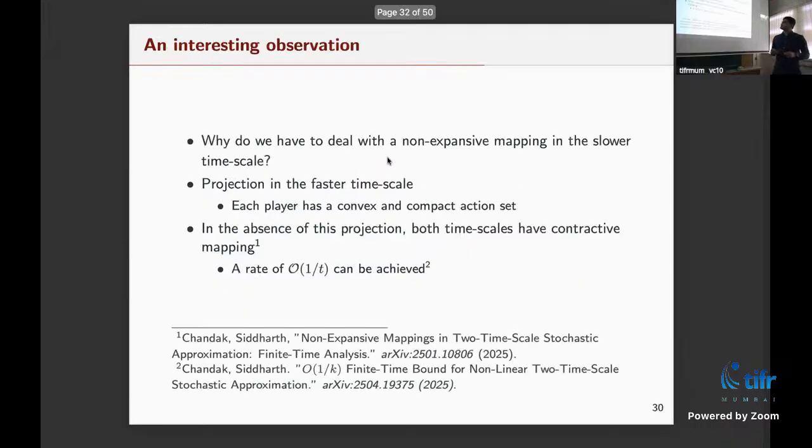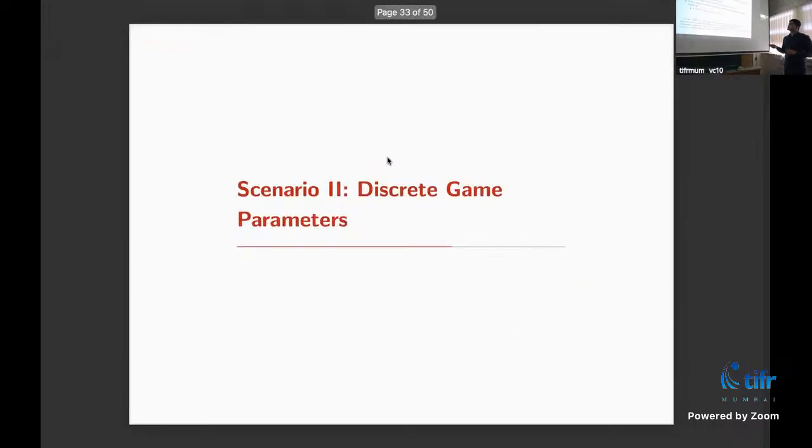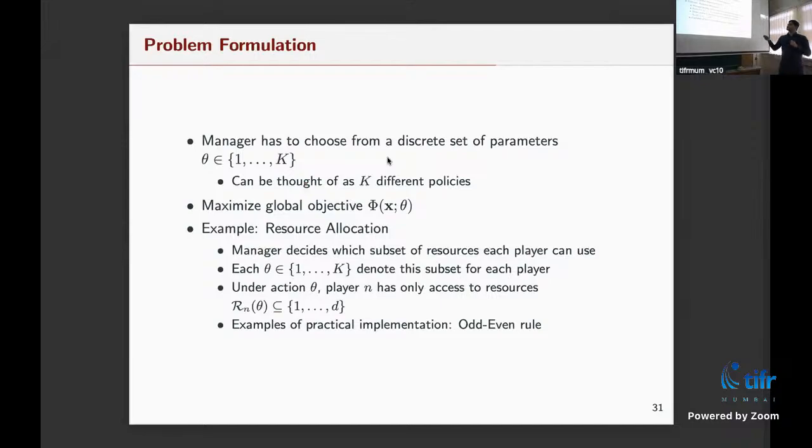Okay, so let's go to the next scenario where we have discrete choices of the parameters that the manager can choose from. The manager has to choose from a discrete set of parameters, theta ranging from 1 to k. These can be thought of as different policies. Again, the objective is to maximize the global objective. Going back to the resource allocation game example, one setup could be that the manager is deciding which subset of the resources is available to which player, and it has k different allocations or k different configurations.